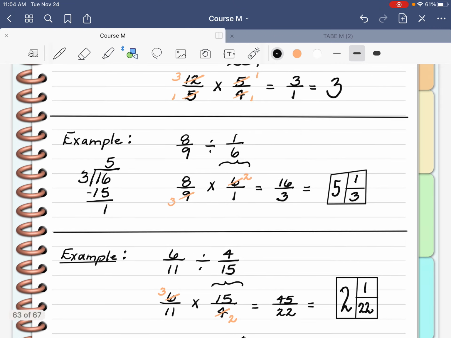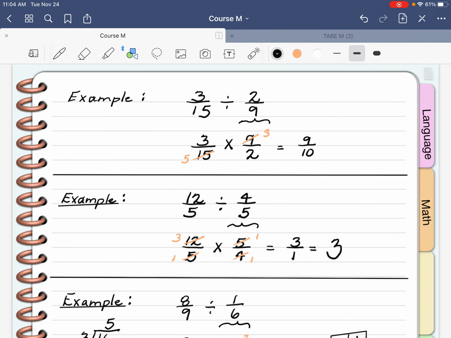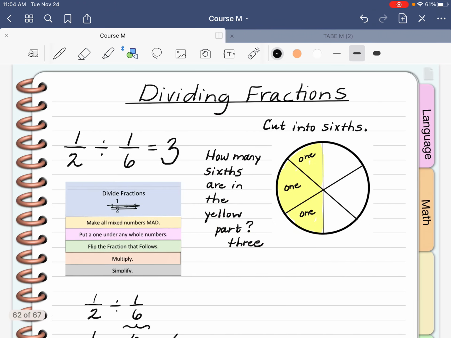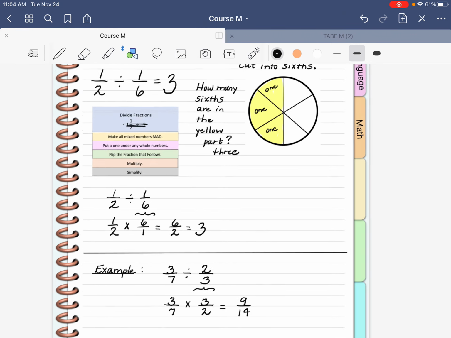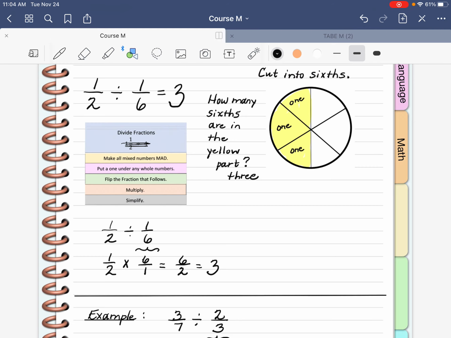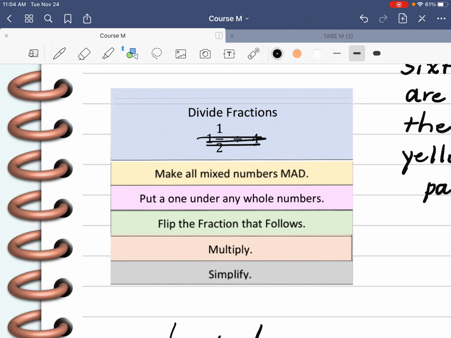Okay, you now know how to divide any type of fraction. We've done all the possible scenarios. If you remember that memory piece, you've got it. That gives you the algorithm. With this one, you can remember how to do any division.